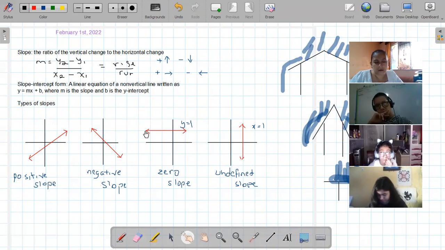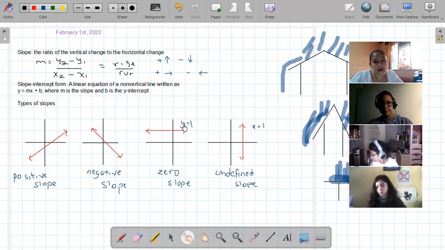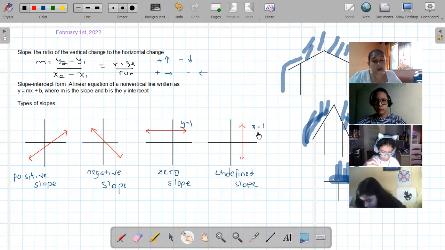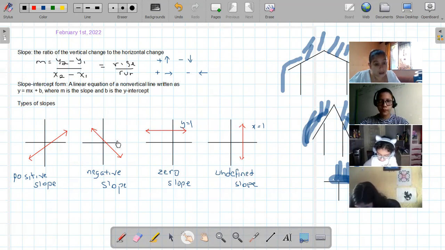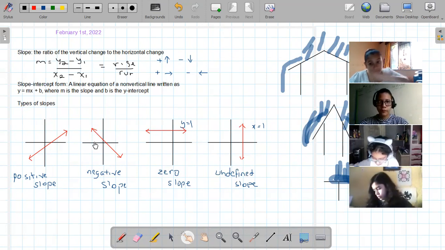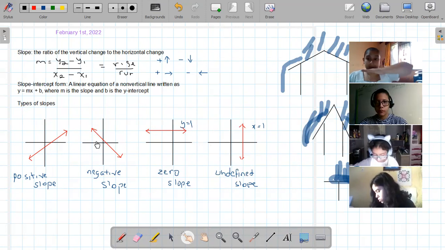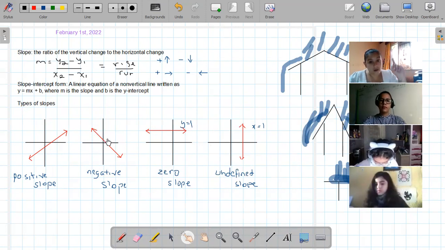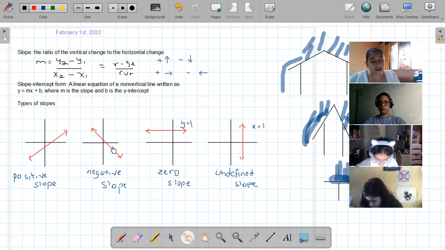So remember, when we graph a horizontal line, it's like we have y equals a number, no variable x, we just saw that. And when we have a vertical line, it's like when we have no variable y, so x equals one. So those are the four types of slopes that we can have: a positive, a negative, zero, and undefined because it is impossible to run on a wall. Unless you're Spider-Man, which you're not. Okay, so impossible. That's why we're gonna call it undefined.